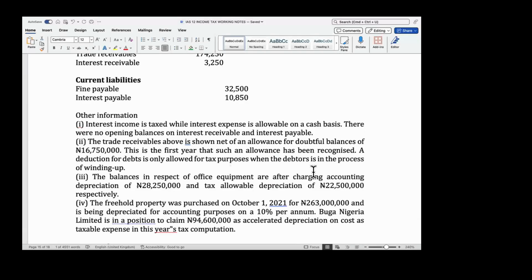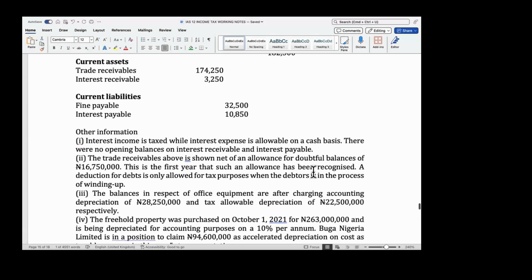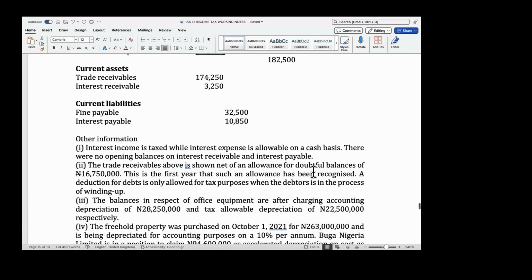Now this fine payable, I am suggesting that it is an allowable expense because it's a fine that they need to pay. Though the tax is disallowing it, they must still pay it in future, because that's what I feel.